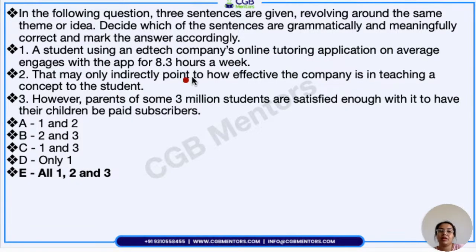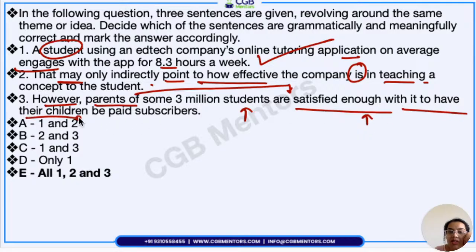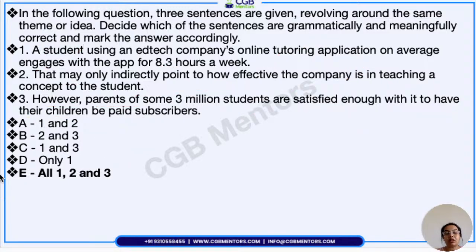All of them are absolutely correct. A student using an edtech company's online tutoring application. On average, such a student engages the app for 8.3 hours a week. That may only indirectly point. May goes with point, which is a verb, and indirectly and only are adverbs. To how effective the company is in teaching a concept to the student. However, parents of some 3 million students, such parents are satisfied enough with it to have their children be paid subscribers. Okay, so there you go.